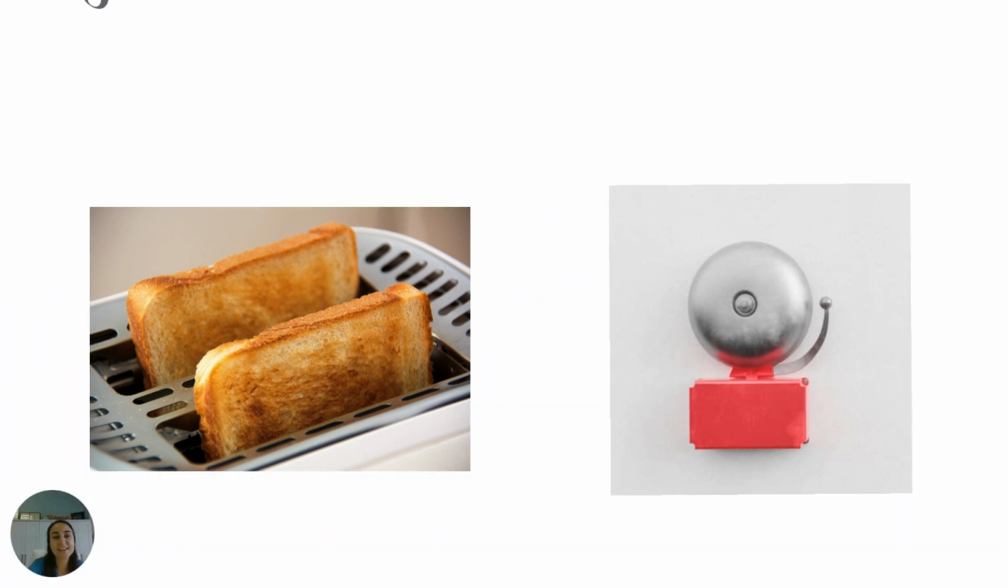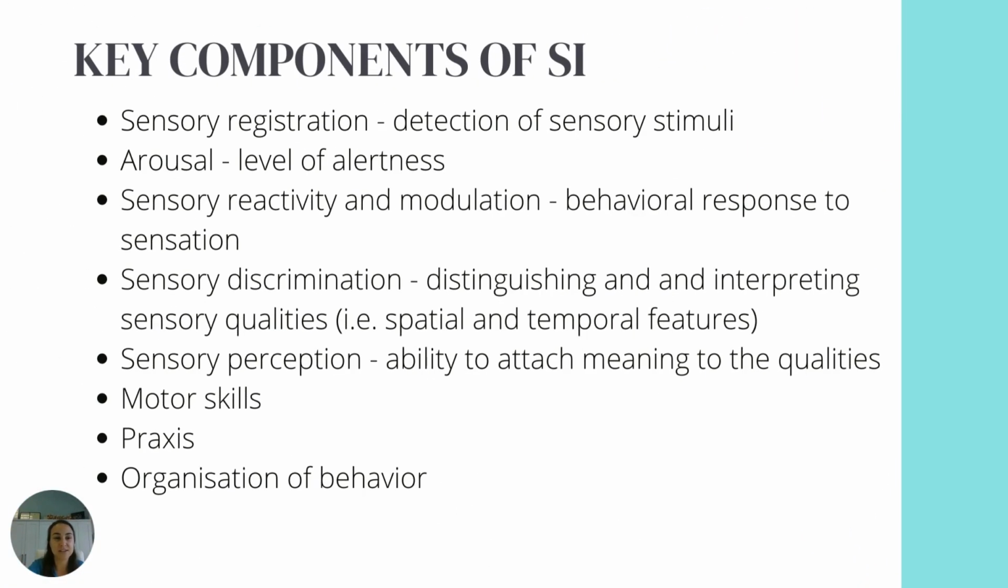All right. So as I said, sensory integration is very complex and there can be a difficulty in any of the stages, which can lead to sensory integration difficulty overall. So I think it's important just to discuss some of the key components. So firstly is sensory registration. So that is the detection of sensory stimuli. So when we look back at our school bell example, you're able to hear the school bell ringing. So that is the sensory registration.